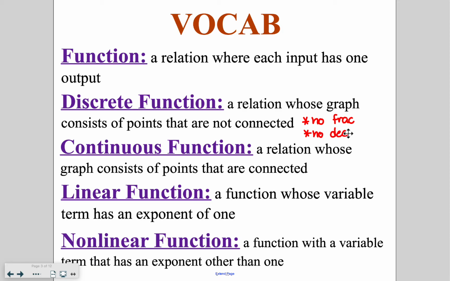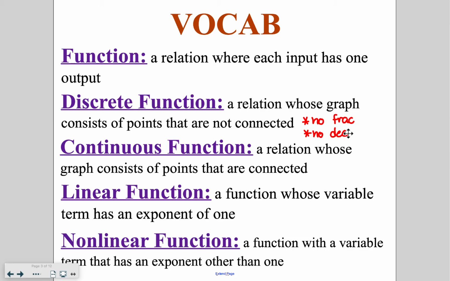So for example, if you are talking about a car and the price of the car, you can buy one car and that is entirely separate from the next car that you would have the option to purchase. So those 2 points, it's not continuous between them.